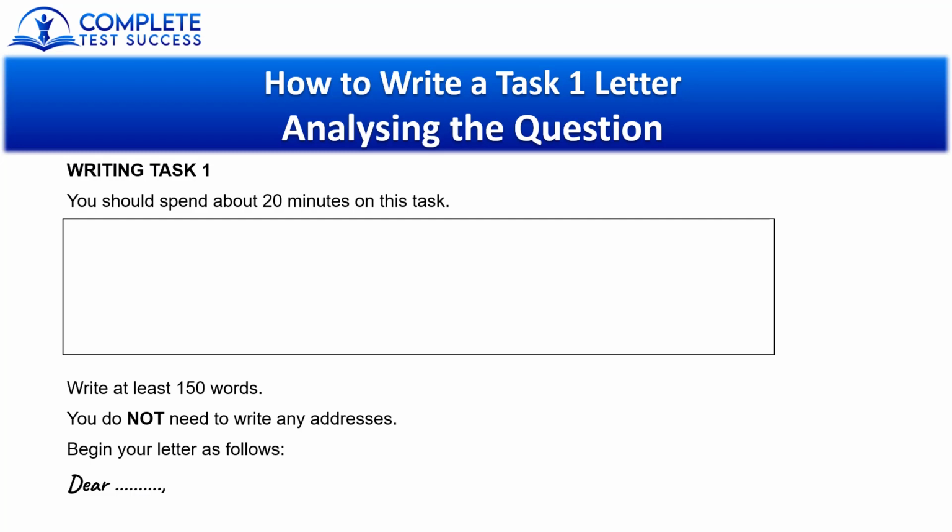Now, of course, the first thing you need to understand is what the different parts of the question are, so let's look at how to analyse the question first. What you see here is exactly the same in every Task 1 question, and it just tells you what you need to do in general. But at the bottom here, you will see that it says how to begin your letter. It says "Dear" and a blank space for you to fill in the name of the person that you're writing to. If you're writing an informal letter, you will just write the person's first name like this, "Dear John."